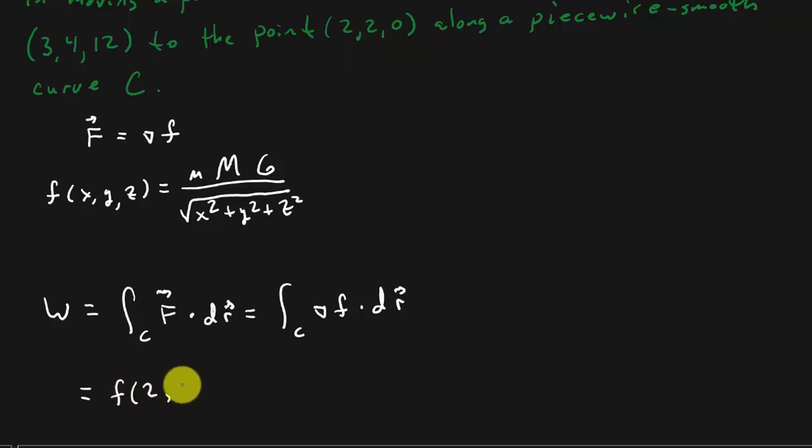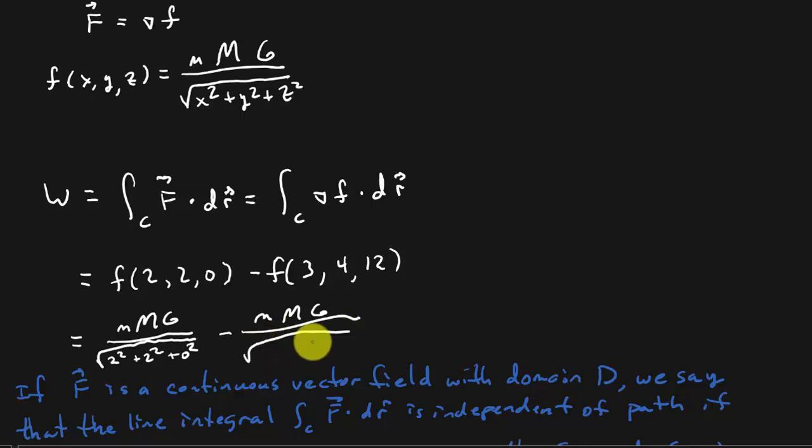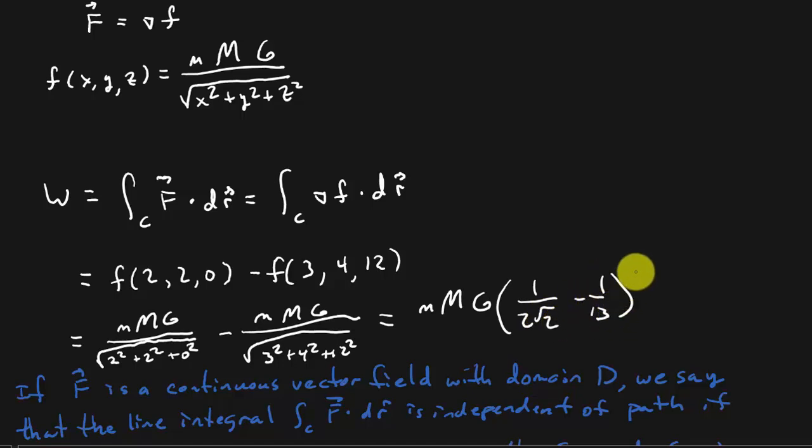So that would be f of (2, 2, 0) minus f of (3, 4, 12), which is going to be little m big M g over the square root of 2 squared plus 2 squared plus 0 squared, minus little m big M g over the square root of 3 squared plus 4 squared plus 12 squared. When you do the calculation, you get little m big M g times 1 over 2 square root of 2 minus 1 over 13. And there's your answer.